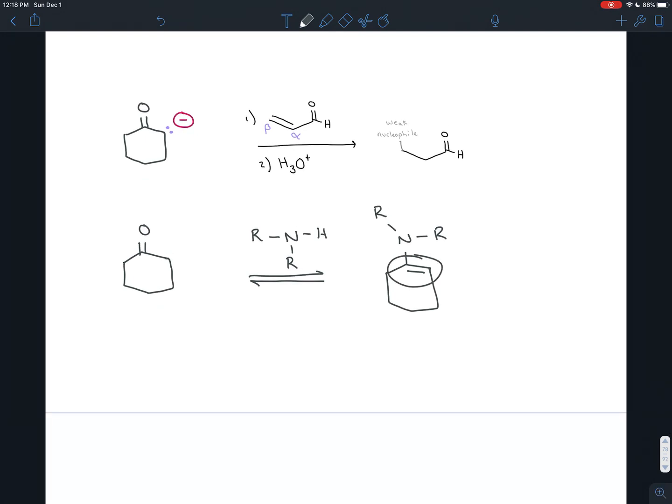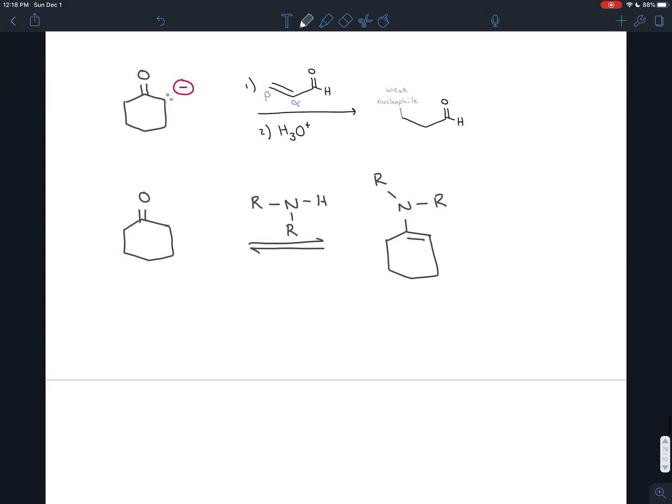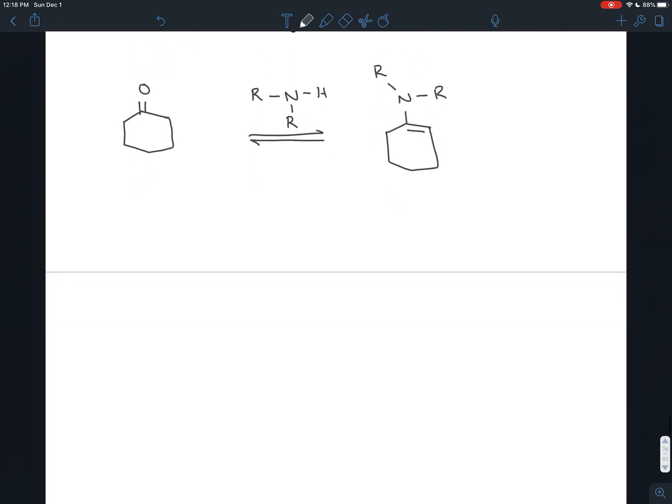So this is an enamine. You have an alkene and an amine attached to it, so an enamine. Now the reason why an enamine functions as a weak nucleophile, whereas a ketone does not, has to do with the resonance structures. So I'll draw those out here.